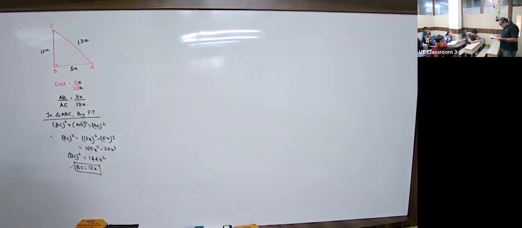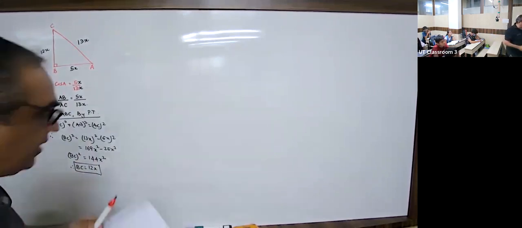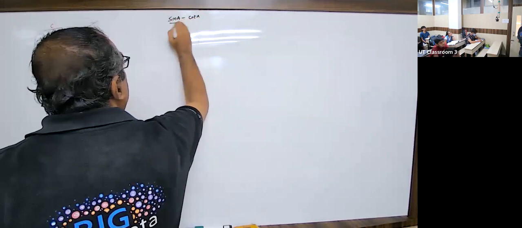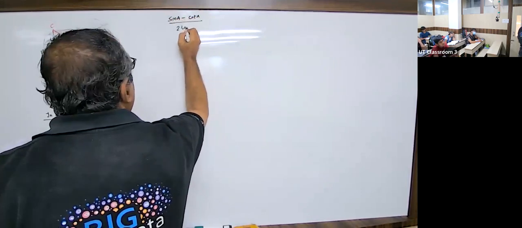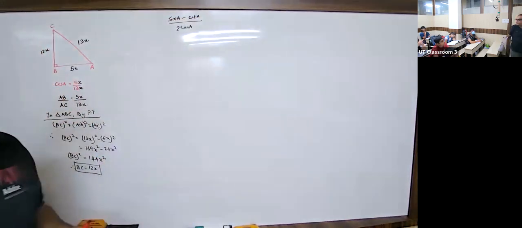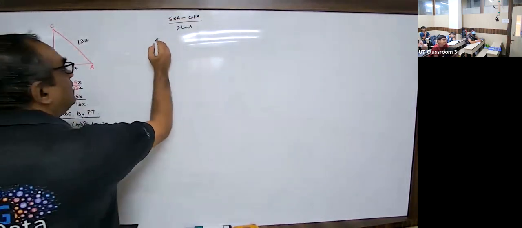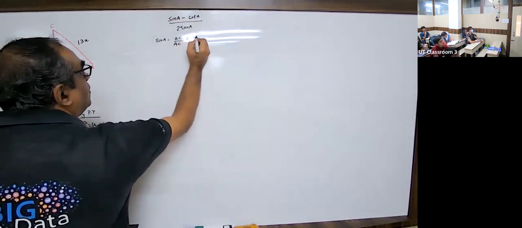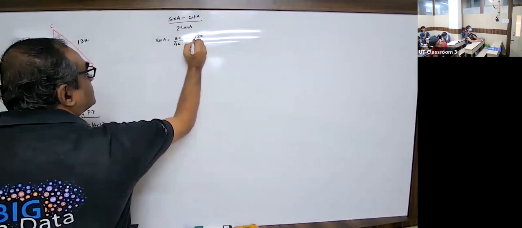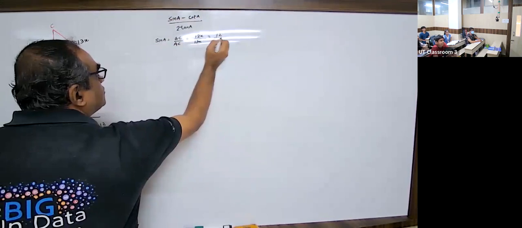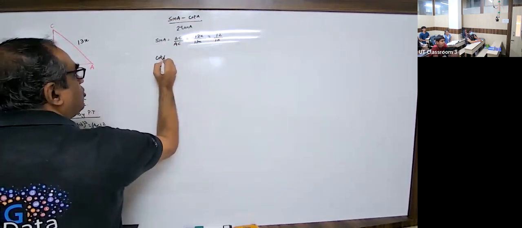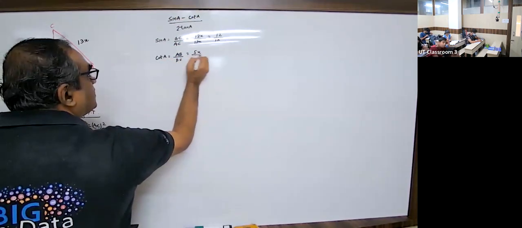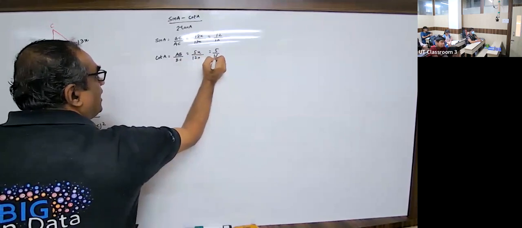Now you have been asked to find out sin A minus cot A upon 2 tan A. So I know which are the ratios I want. I want sin A. Sin A is BC upon AC, which is 12x upon 13x, which is 12 by 13. Then I want cot A. Cot A is AB upon BC, which is 5x upon 12x, which is 5 by 12.